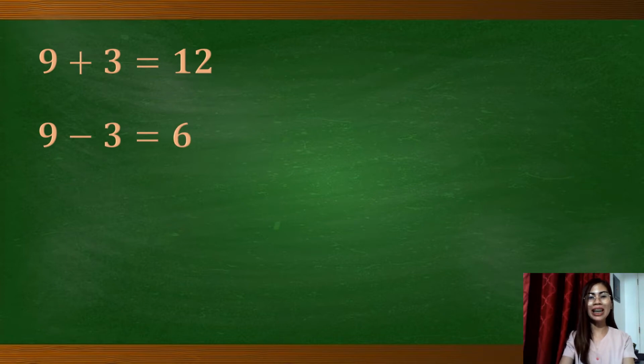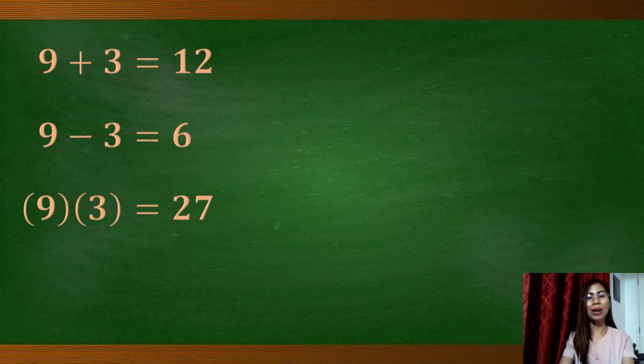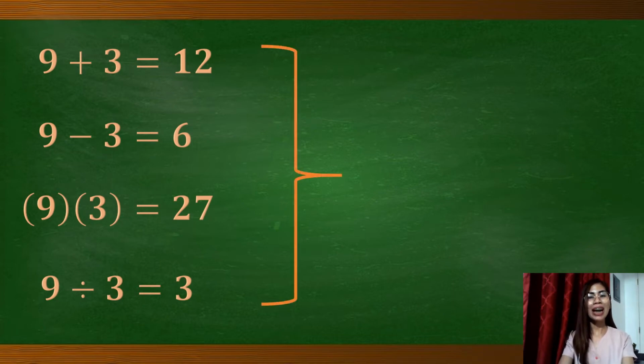Let us start with the sum of 9 and 3. If your answer is 12, you are correct. Now let us have their difference. If your answer is 6, you are again correct. Now let us have their product, and their product is 27, and their quotient is 3. So if your answers are 12, 6, 27, and 3, good job! And all of our answers are called integers.